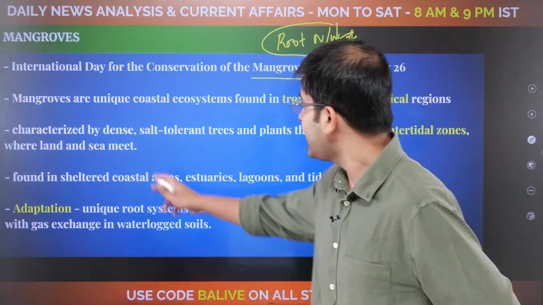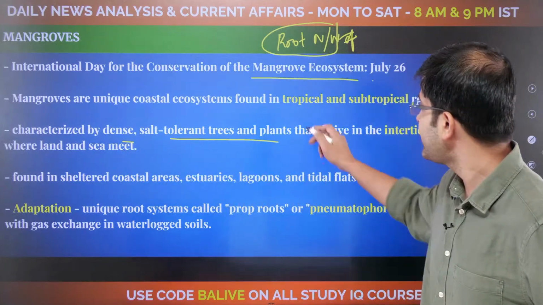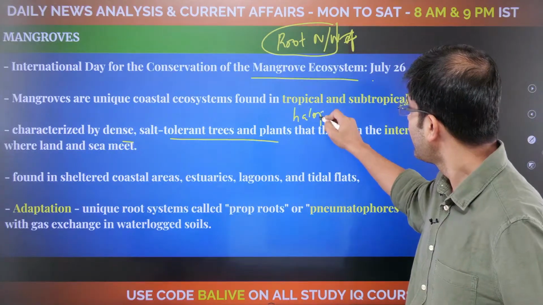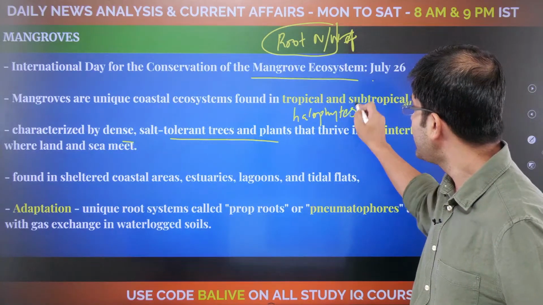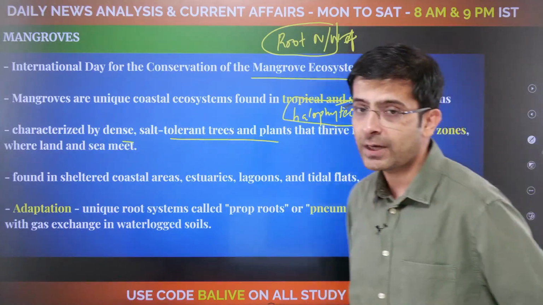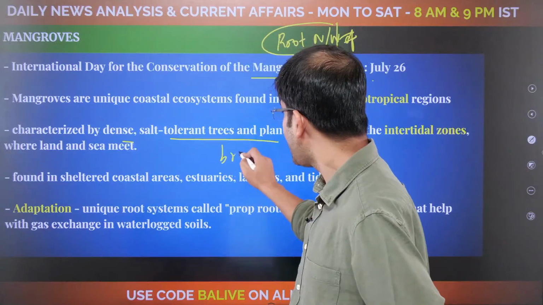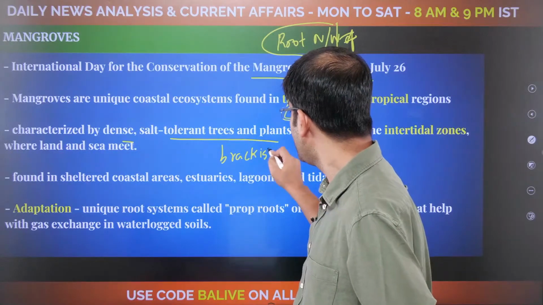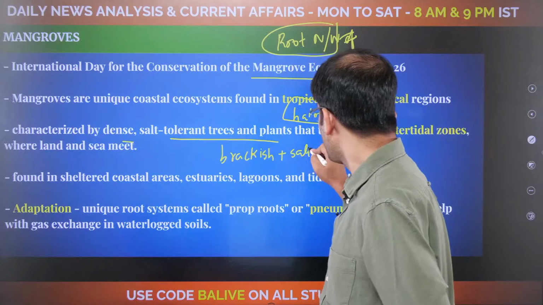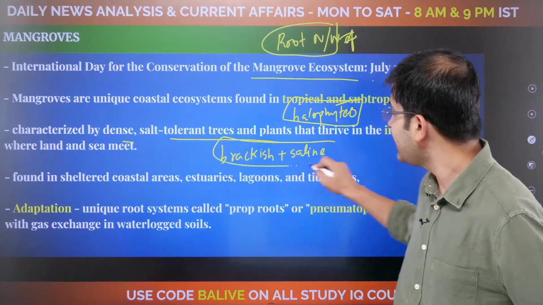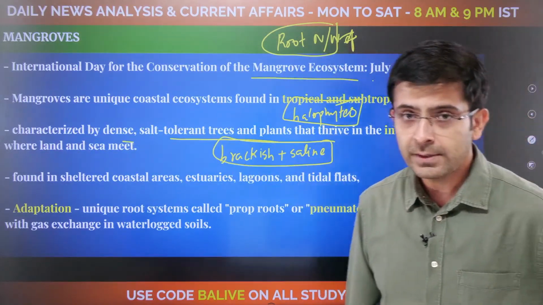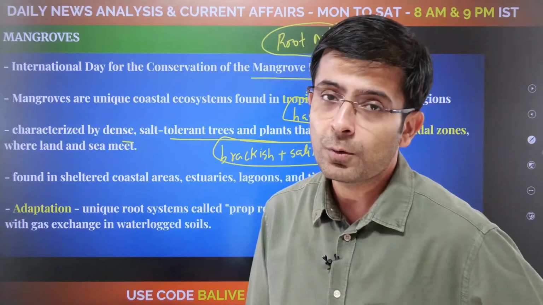Alright, characterized by dense salt-tolerant trees, so they are halophytes, which means they love the marine ecosystem, the brackish water or saline water, they'll exist. Okay, yaad rakhenge aap that they can exist both in brackish plus saline water. Okay, normally you will find them in the tropical and subtropical regions. They cannot withstand cold temperature.